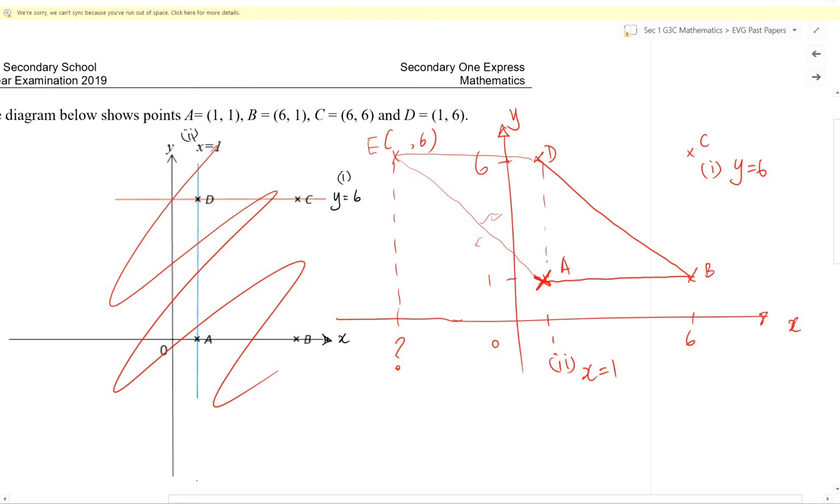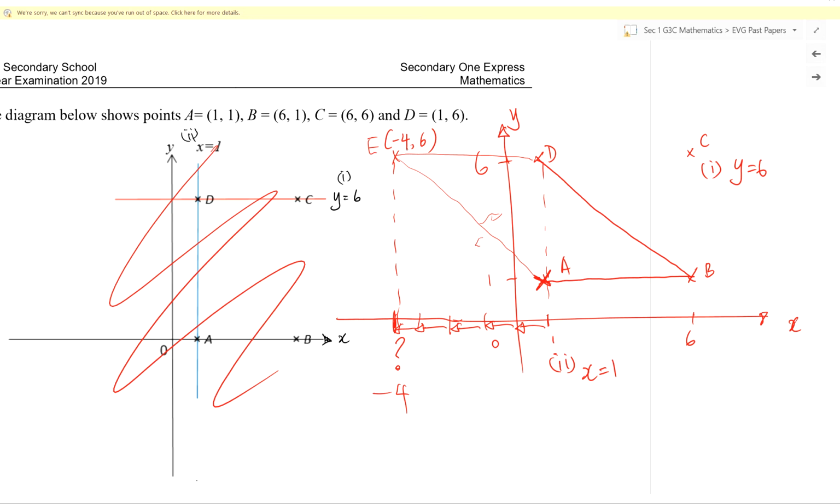Well, point D is at block 1. If I move 5 units over here, 1, 2, 3, 4, 5, what will I get? Negative what? Negative 4. This is negative 1, negative 2, negative 3, and negative 4. So it is block negative 4. So we do a check. What is the length from block negative 4 to block 1? It is a total of 5 units, which corresponds to this also, 5 units.